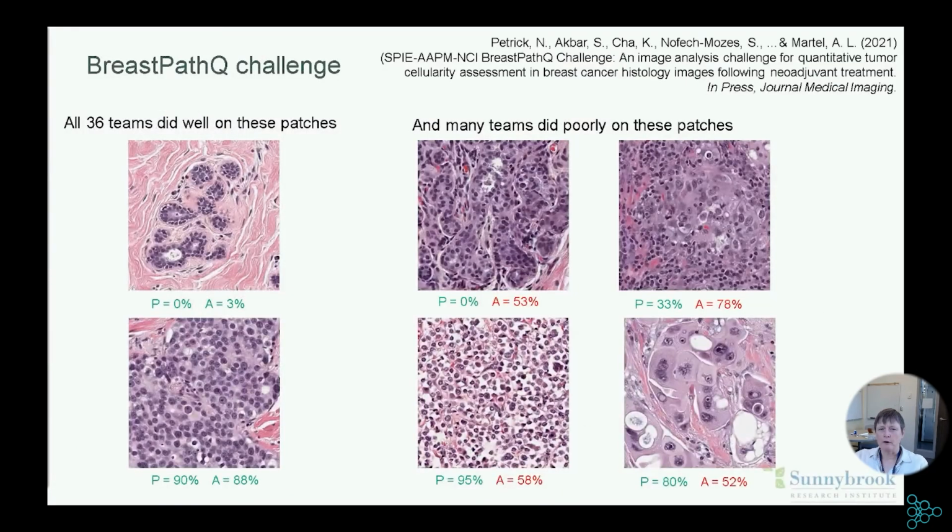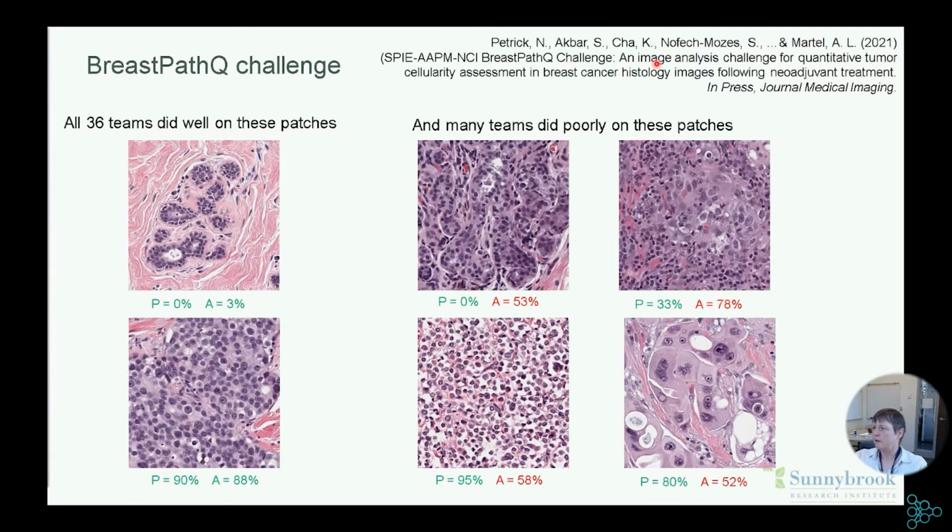Now, it wasn't completely perfect. All 36 teams did well on patches that had fairly regular appearances. So this is a patch here of normal breast tissue, and the pathologist said 0% cellularity, and all the algorithms agreed with an average of 3% cellularity. This was a fairly typical appearance, well represented in the training data set. Similarly here, this is a piece of malignant tissue. The pathologist said 90%, and the average algorithm said 88%. This is a fairly typical area of cancer, with lots of abnormal cells, fairly tightly packed.